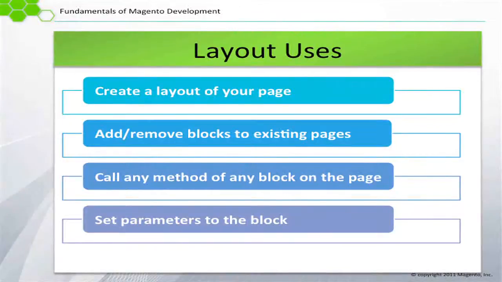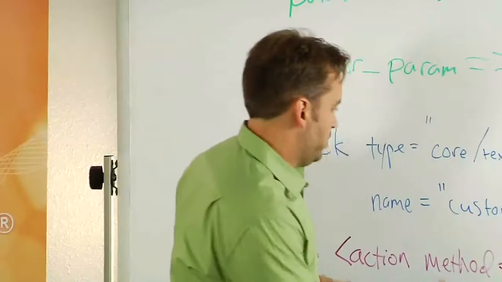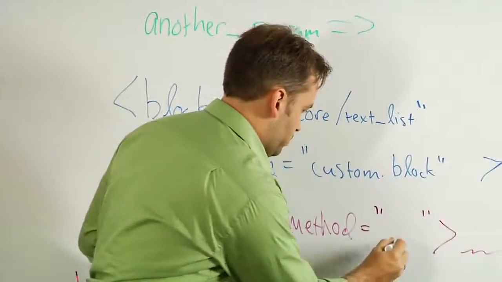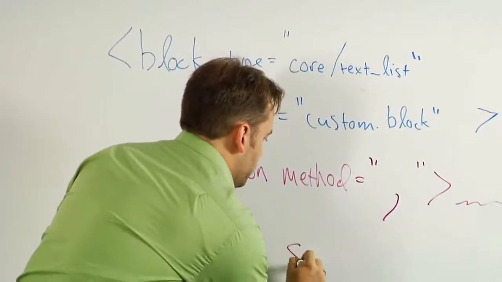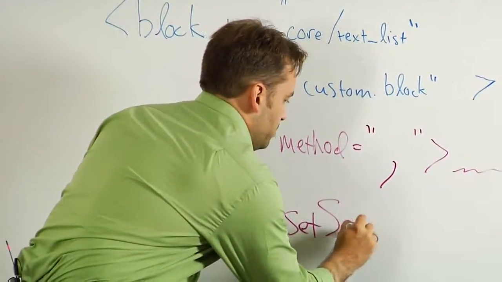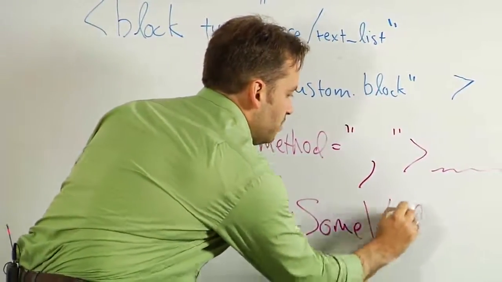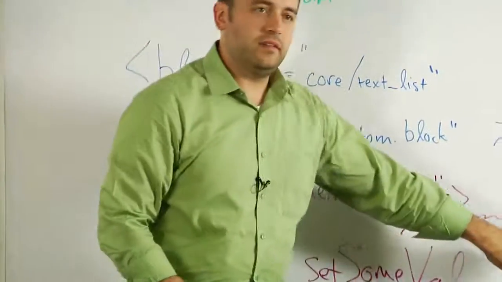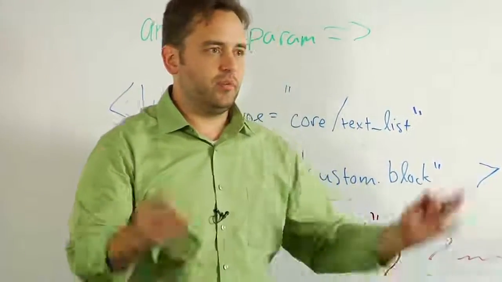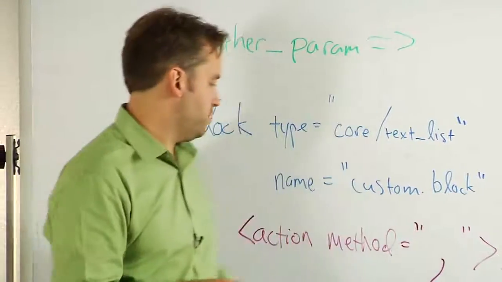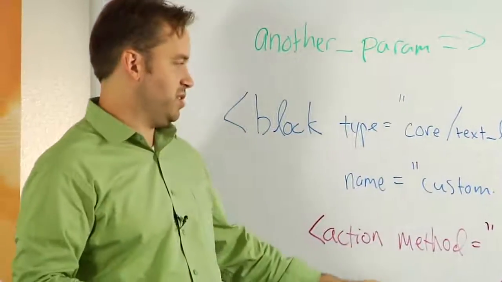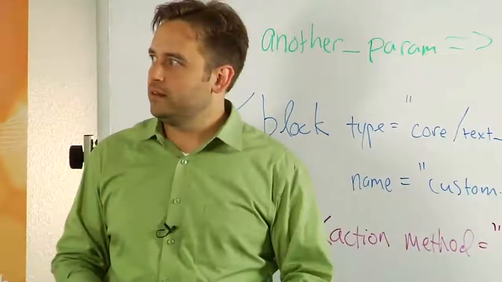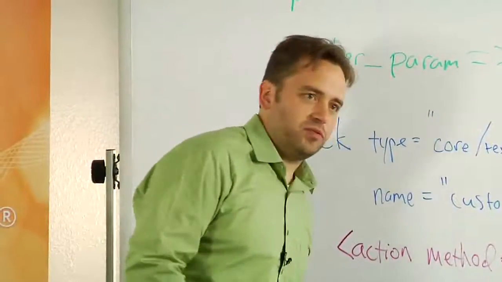And you can set parameters to the block. Remember, blocks implement variant object. So we could call here, we could call set some val. And then in a node here, we could pass in some string. Hey, that's pretty cool. So we can actually add data to the block through the layout. The layout XML is very powerful.